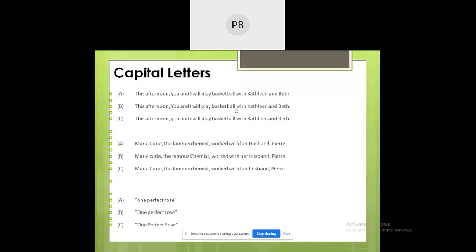C is the correct option. It's a title, Title C. C, yes ma'am. And how do we know it's a title? Because it is within the inverted commas, the quotation marks. Yes. So inverted commas.